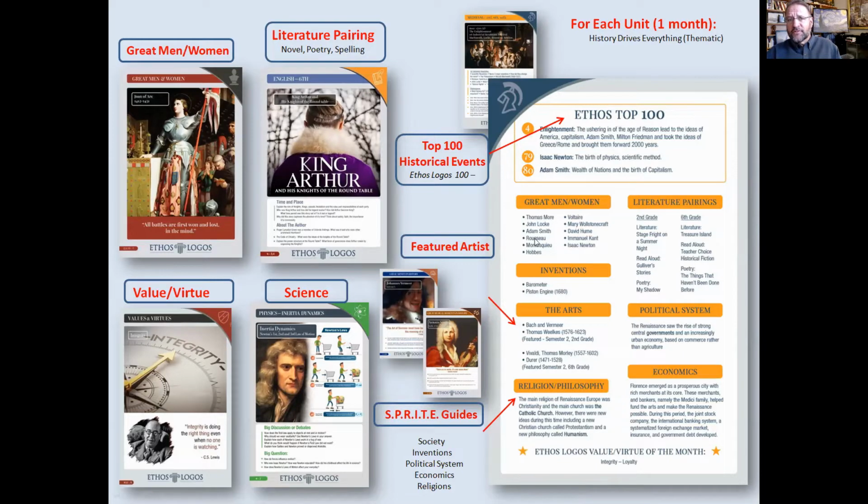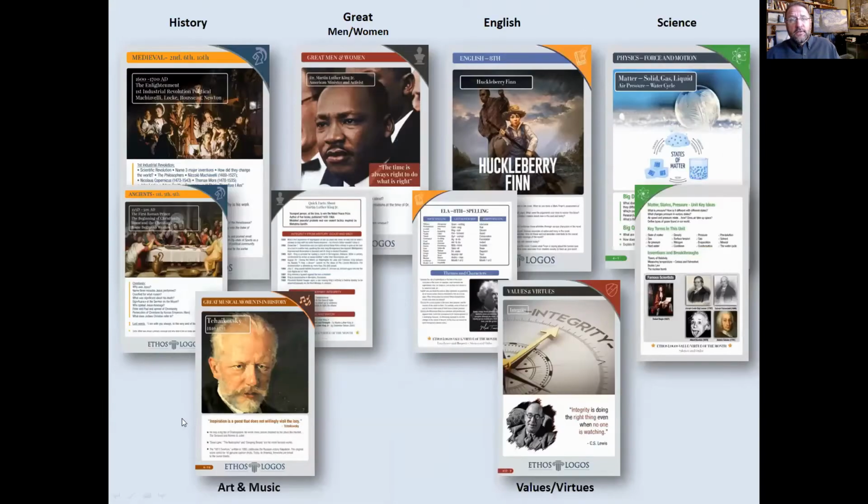We talk about the big inventions, the great men and women are listed out here. What systems of politics? This is called the SPIRE model, which is society, inventions, political system, economics, and religion. And then we go through the values and virtues. See down here at the bottom, each month we focus on two values and virtues, school-wide or campus-wide or system-wide. And in this particular month, we're looking at integrity and loyalty.